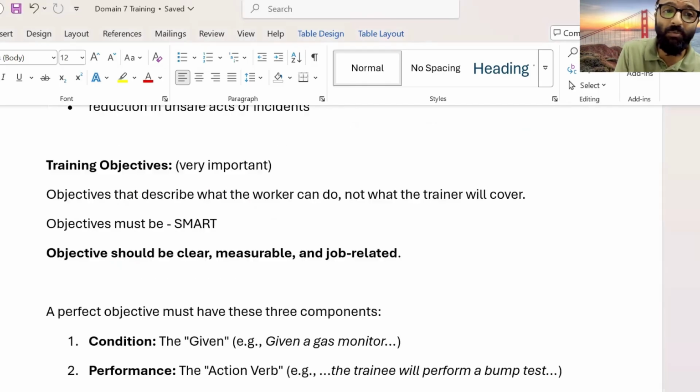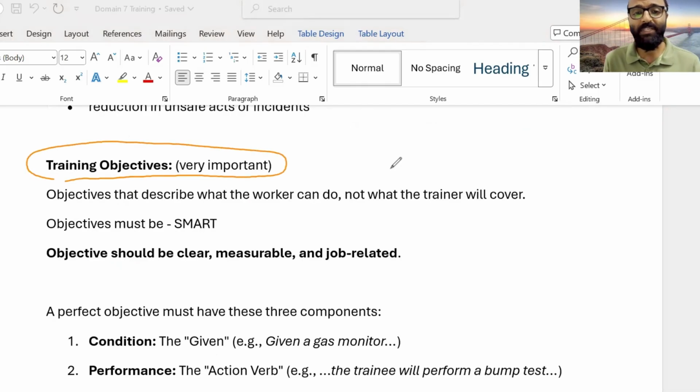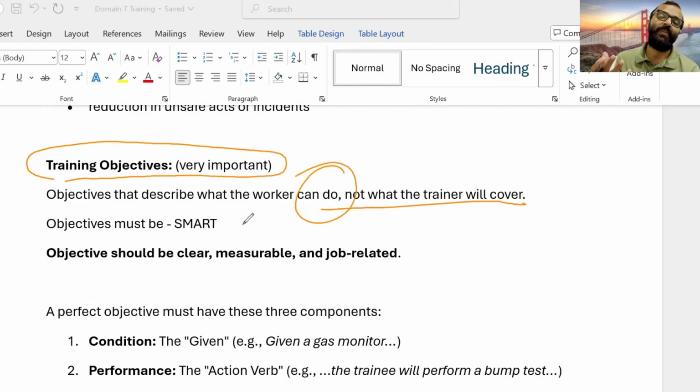Now, training objective, very important. Training objective is a very important topic. Objectives में 3 components हैं. We will get into that. Objective describes what the worker can do, not what the trainer will cover. Training objective means, there is a misconception.